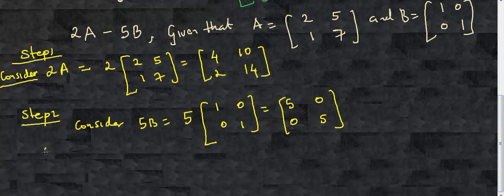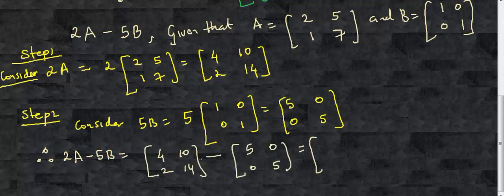What is that? Therefore, 2 times A minus 5 times B is equal to, you are picking up the first element and you are subtracting from the matrix that you have been shown here. So in other words, you are subtracting 4 minus 5 here. Similarly, what are you doing for the next element? You need to subtract the second element which you are seeing there. So it's going to be 10 minus 0.